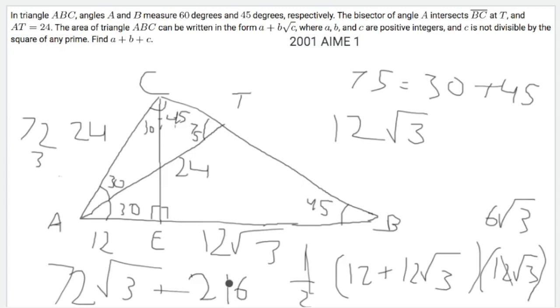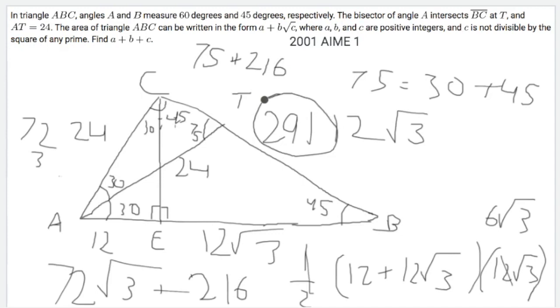So now, before you write this down or pretend you're taking the AIME, remember, it says find A plus B plus C. So all we have to do is add 72, 3, and 216. And when you do that, you get 72 plus 3, 75, plus 216. Adding this, you get 291, which is our final answer.